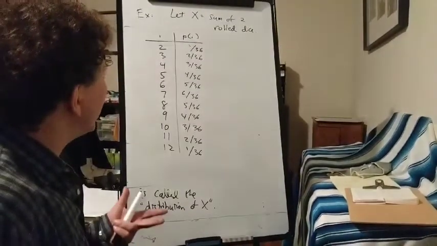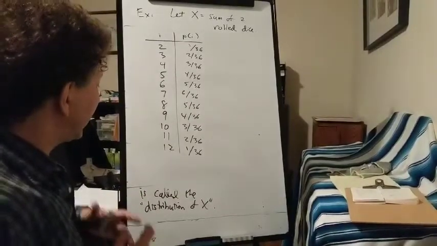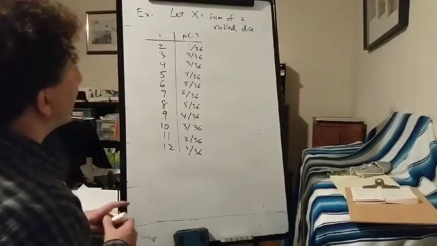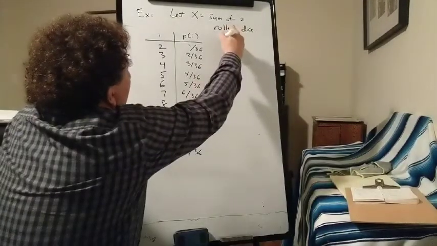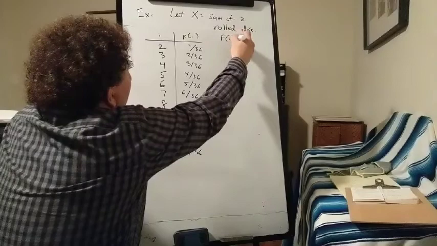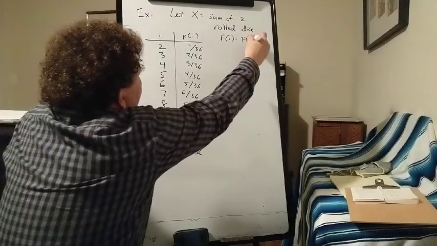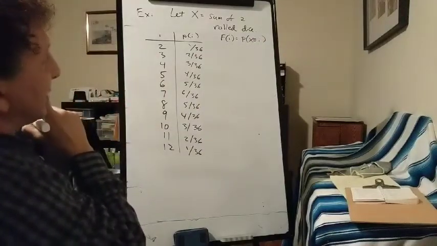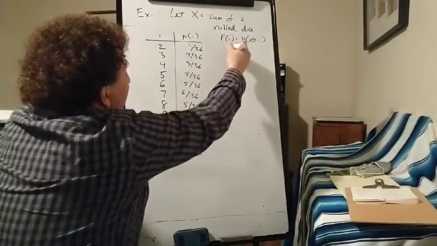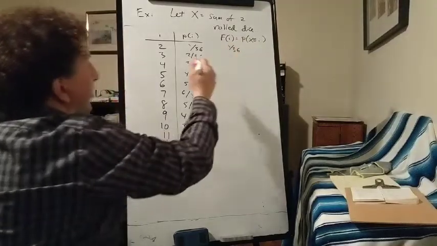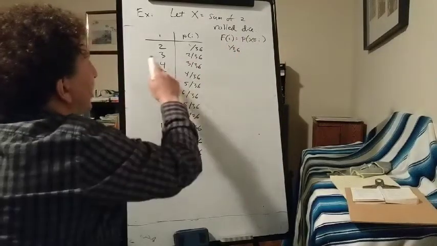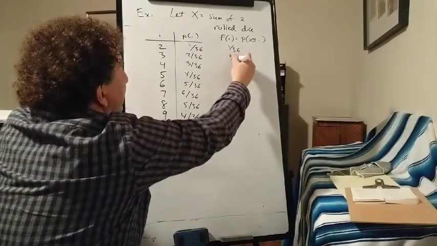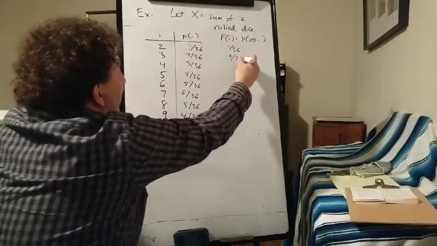And while we're at it, why don't we make a table for the cumulative distribution function. So this is the probability that x is less than or equal to i. So the probability that x is less than or equal to 2 is just 1/36, because that's the smallest value possible. The probability that x is less than or equal to 3 is 1/36 plus 2/36, which is 3/36.